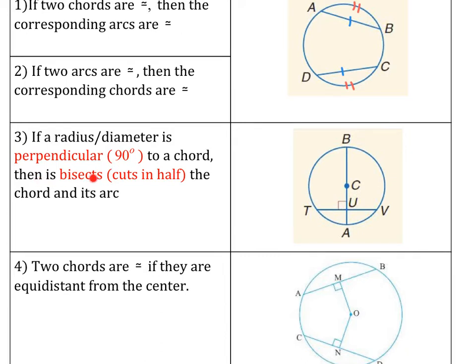Then it bisects, which means to cut in half, 2 different things, the arc and the chord. So here's the chord. So it will bisect the chord, meaning it creates 2 congruent parts, but it also bisects the arc. So the arc will have 2 congruent parts as well.